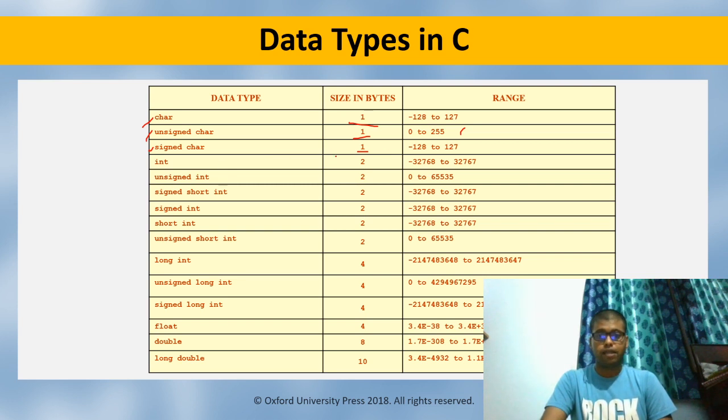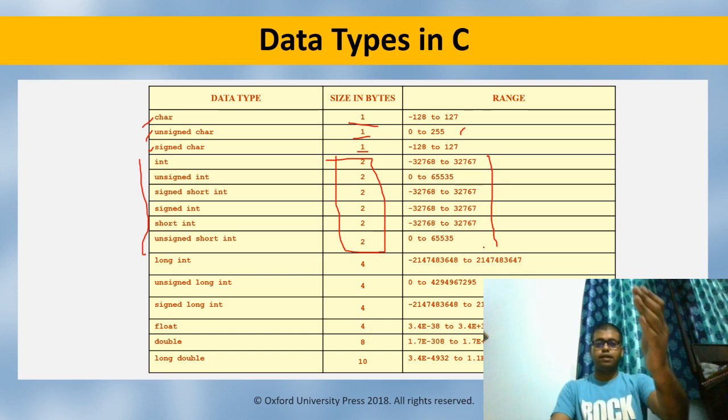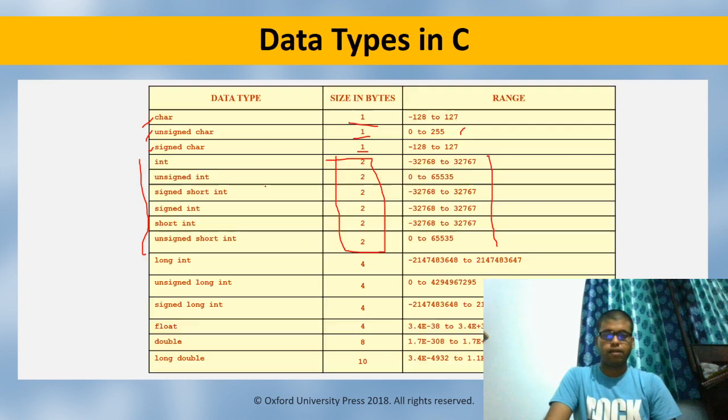Next, int. An int takes 2 bytes of data. Here are the different ints and their ranges in this table. After that there is long int, long signed int, and float.